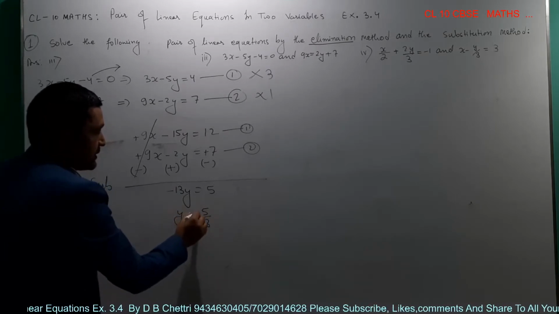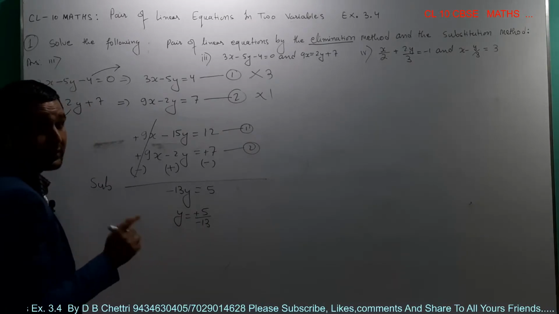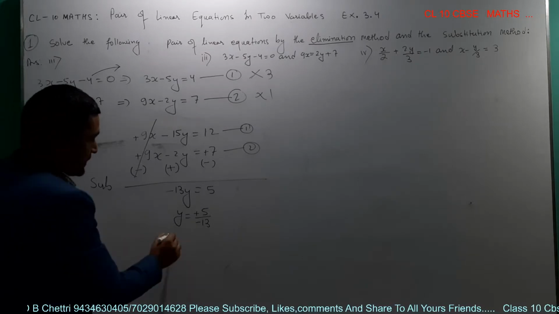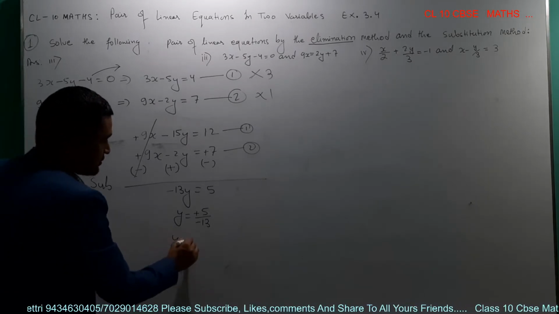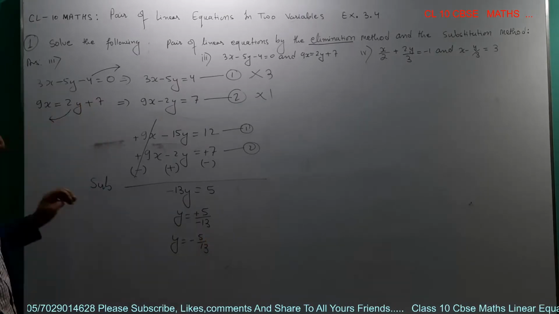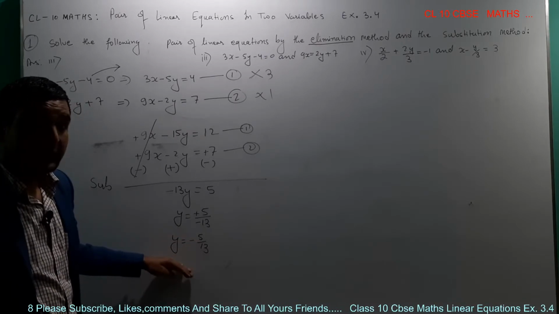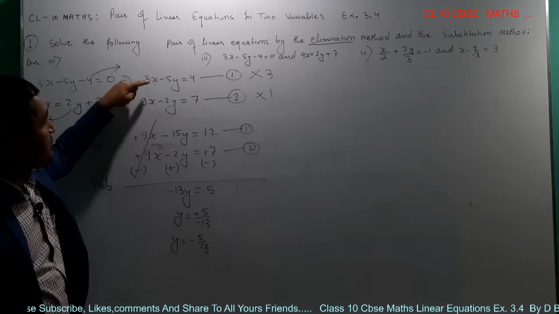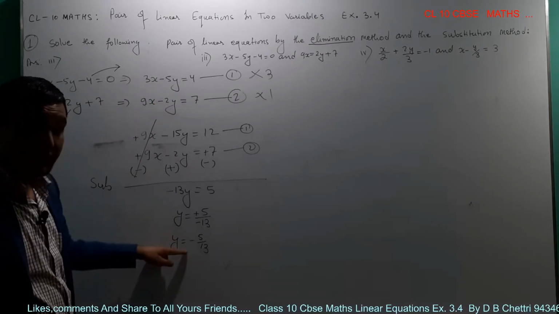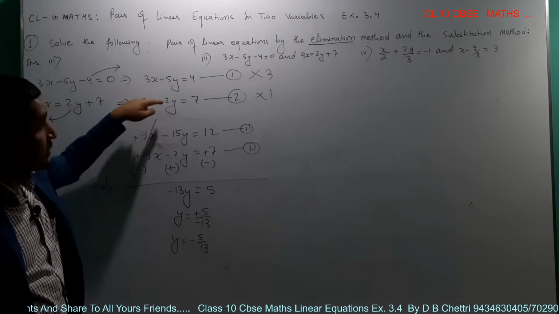Then remember, if there is a plus sign and a minus sign, the result is minus, and while writing the sign, please write it in the middle of both the numbers. Okay, that means y equals minus 5 by 13. Now we got the value for y. We'll take this value and substitute it in equation 1 or 2 to get the value for x.